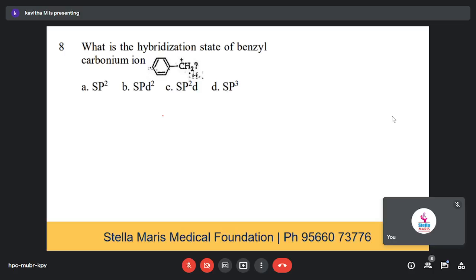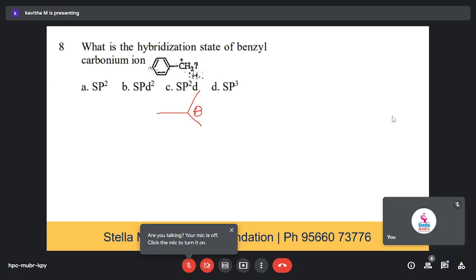Yes. See, we will first check the shape. That is, here you have one bond, one hydrogen, and at the bottom one hydrogen, and you have a positive charge. So it is a triangle, right? So what will be the hybridization? Trigonal planar. Yes? sp2, ma'am. Yeah, it is sp2.